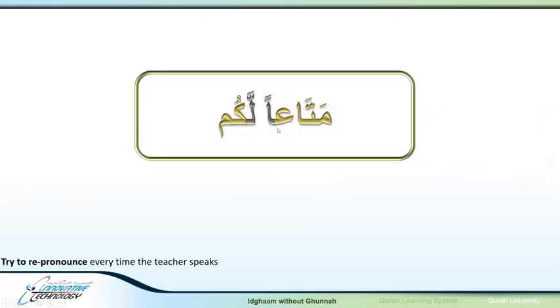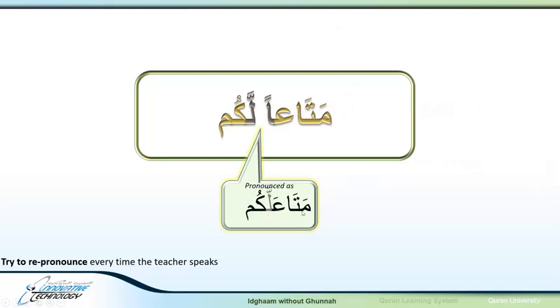Examples for tanween and the lam. Mata'an lakum: tanween with fatha, and the lam following it with fatha. When merged together, it would sound like mata'an lakum, as if there is no tanween, the ain directly with the lam with shadda. Again, this is the way it's pronounced, while the way it's written is still the classical way.